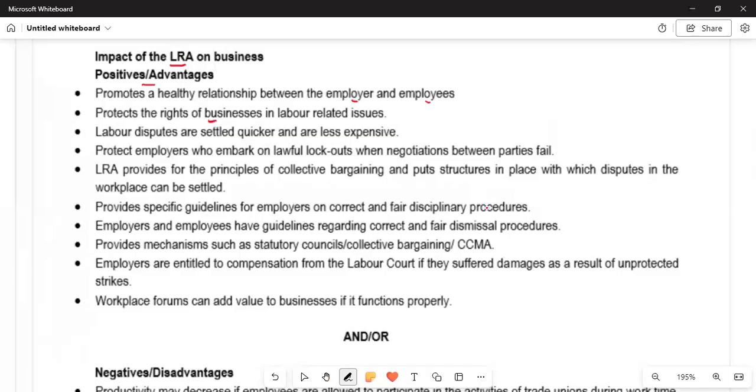Let us allocate now and give the remaining between two parties. You would find that sometimes between state organs, those disputes can be settled without going to court, because there is a positive correlation between the two state organs. But sometimes if it goes to court, it is less expensive sometimes, but these disputes can be more expensive if you did not acquire a lawyer for the protection of the employers who embark on lawful lockouts when negotiation between parties fails.